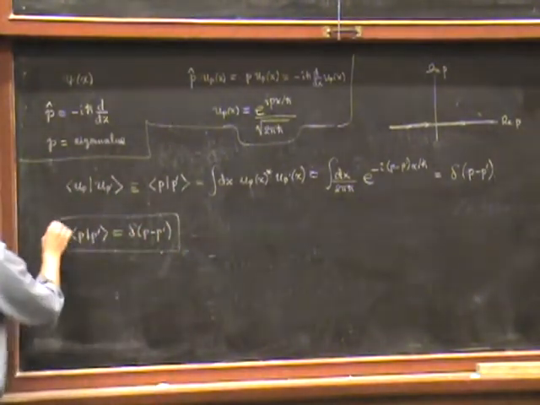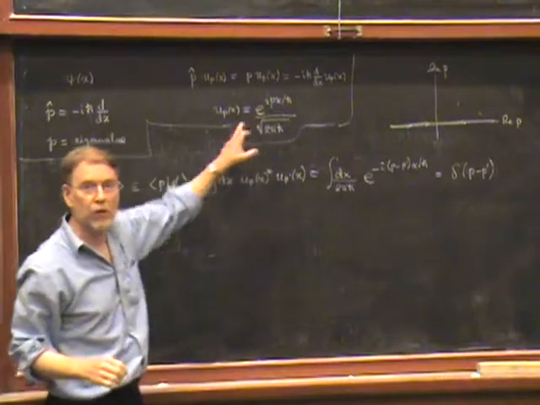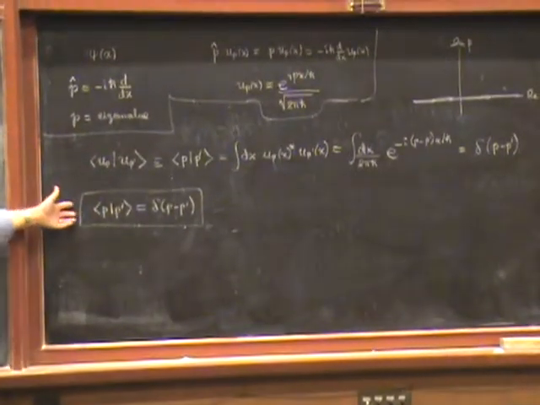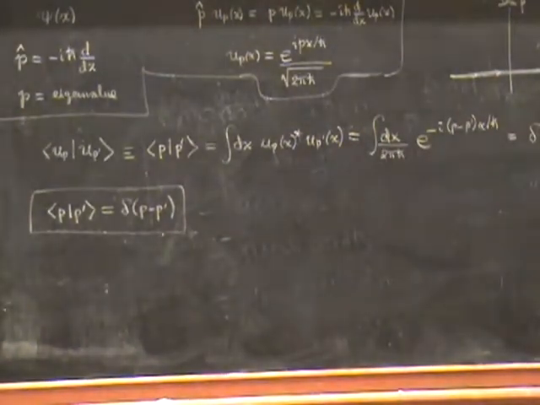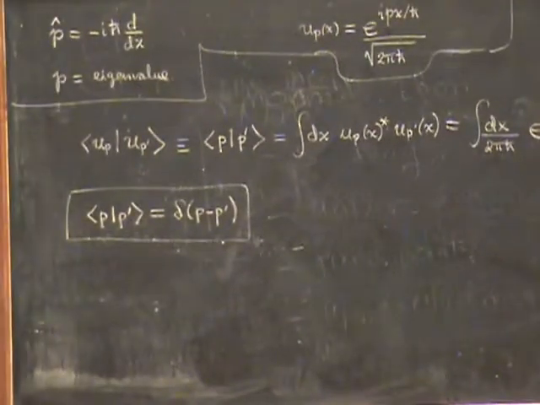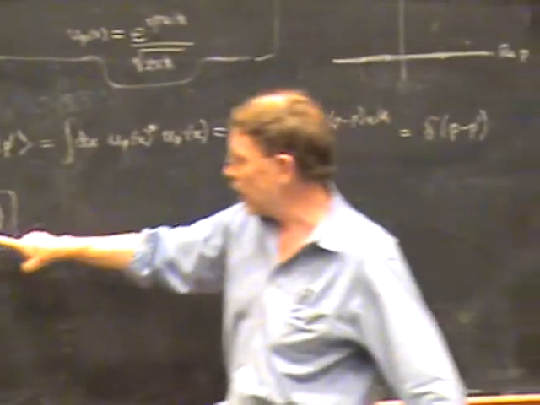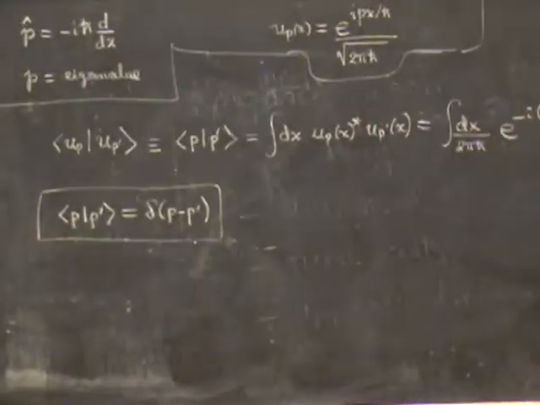If we divide by this square root of 2 pi h bar as a normalization, that's why I did this, to make this delta function come out. So what we see is that these eigenfunctions of the continuous spectrum, that's what we're getting here, are normalized in the delta function sense instead of a Kronecker delta sense.